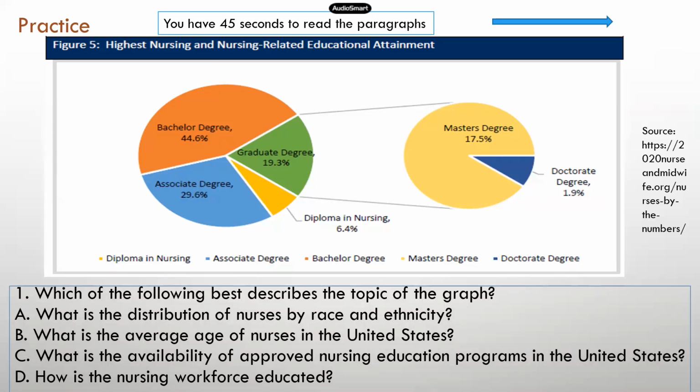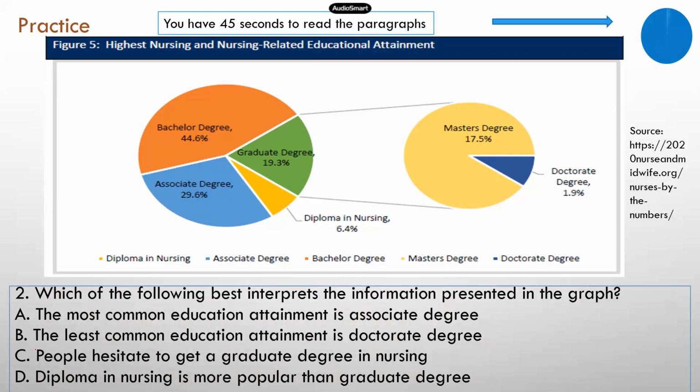Now, the first question asks about the topic of the graph. So if you read the figure caption, you can figure this out without any problem. This is about educational attainment, right? The highest degree that those nurses have achieved. So which one is about education? The last one, right? How is the nursing workforce educated? D. So this is about the educational background of all the nurses in the workforce. Okay, question 2.